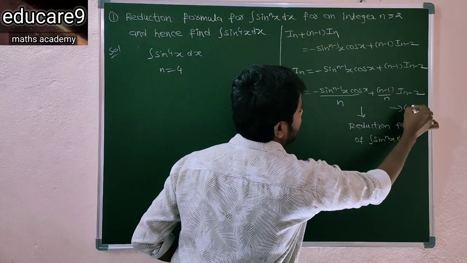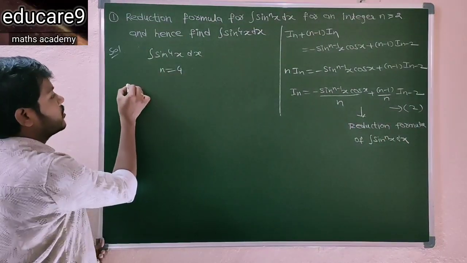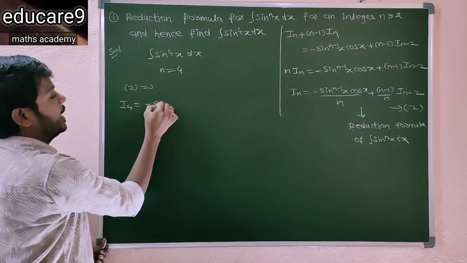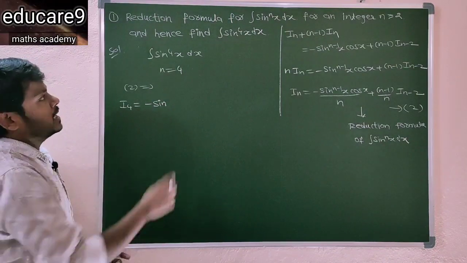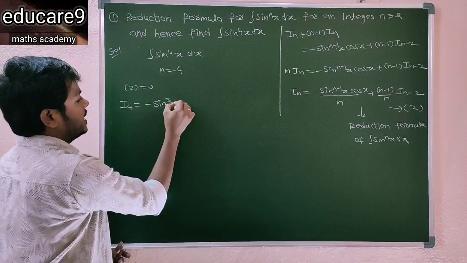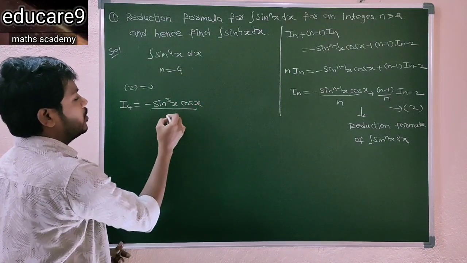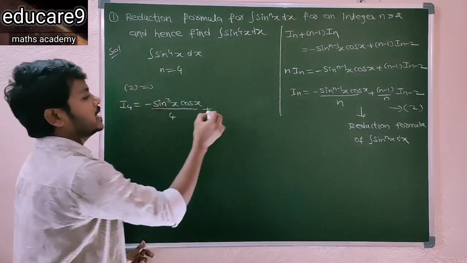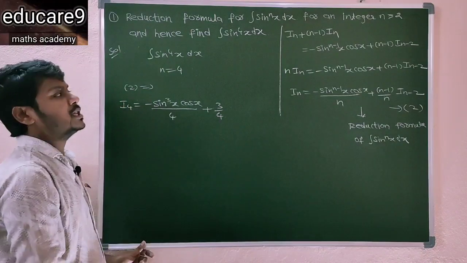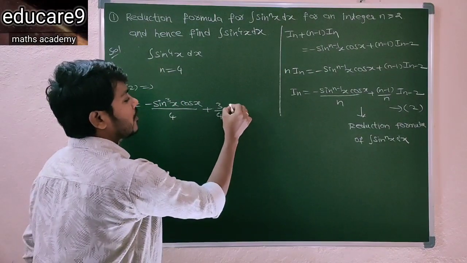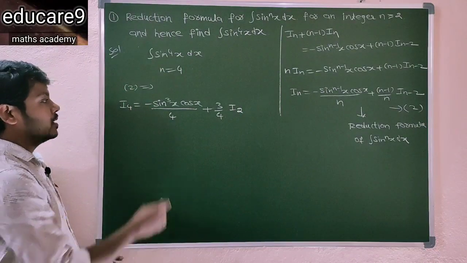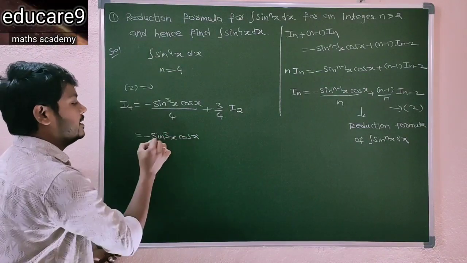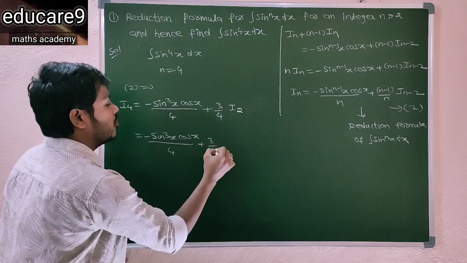So this is equation 2. From equation 2 it implies I4 is equal to minus sin^(n-1) x, that is sin^3 x cos x divided by n, that is 4, plus (n-1)/n, that is 3 by 4, into I(n-2), that is I(4-2), I2. Now this is minus sin^3 x cos x divided by 4 plus 3 by 4 into I2.